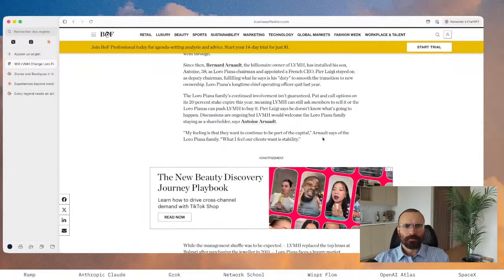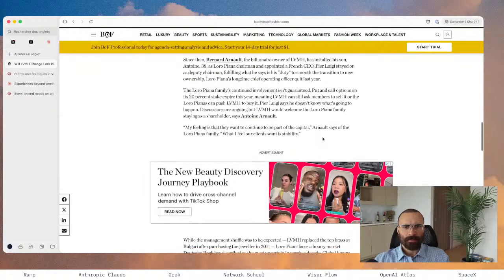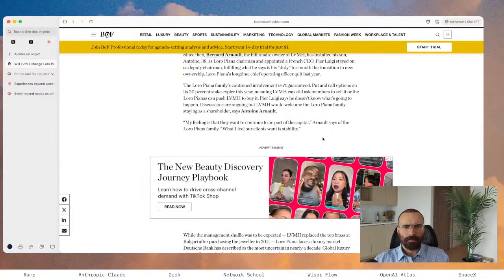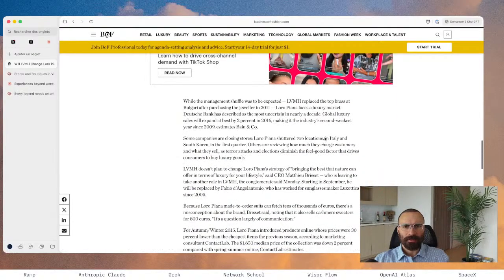LVMH can still ask members to sell it, or the Loro Pianas can push LVMH to buy it. Pierre Luigi says he doesn't know what's going to happen. My feeling is that they want to continue to be part of the capital. What I feel our clients want is stability.